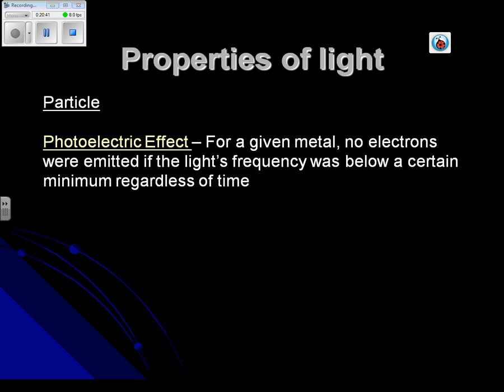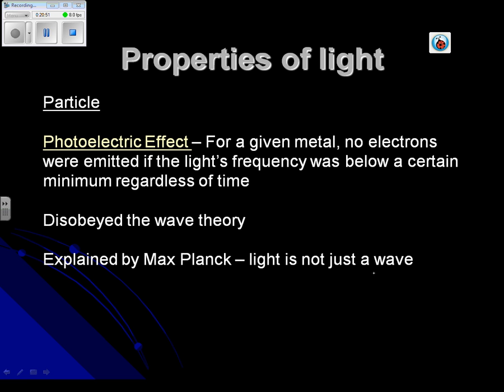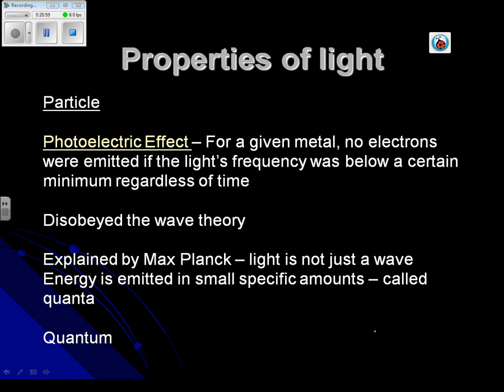Okay, so now we have our experiments. We'll kind of fill in the rest of this. Now, that photoelectric effect, like I talked about yesterday, disobeyed the wave theory. And was explained by the scientist Max Planck. He got involved and said, well, maybe light just isn't just a wave. He said that energy is emitted in small amounts, and this is how he explained it, small specific amounts called quanta. One of our questions is explain the term quanta.